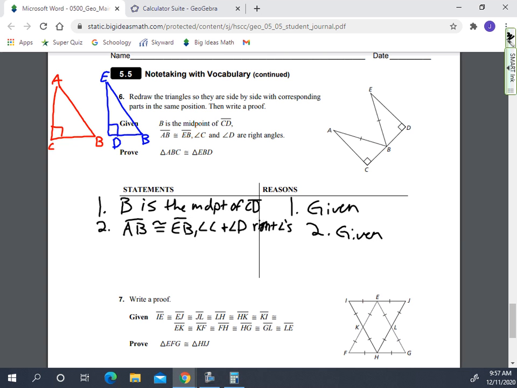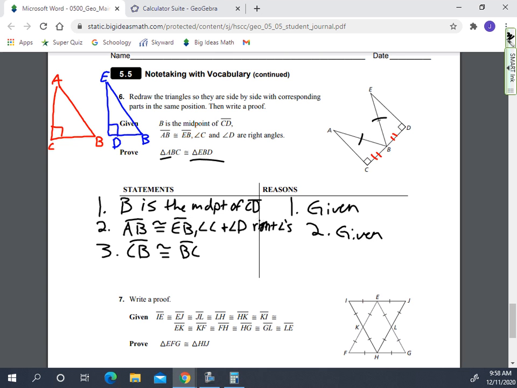Okay, now I have to prove that these triangles are congruent. How? Well, we can prove it by hypotenuse leg. Remember, if we have one leg and a hypotenuse congruent, so we already have a hypotenuse. That's given to us. It's the side opposite the right angle. Those are congruent. Now we just need one leg. Well, if B is the midpoint of CD, that means these side lengths are congruent. So we can say that CB is congruent to BD.